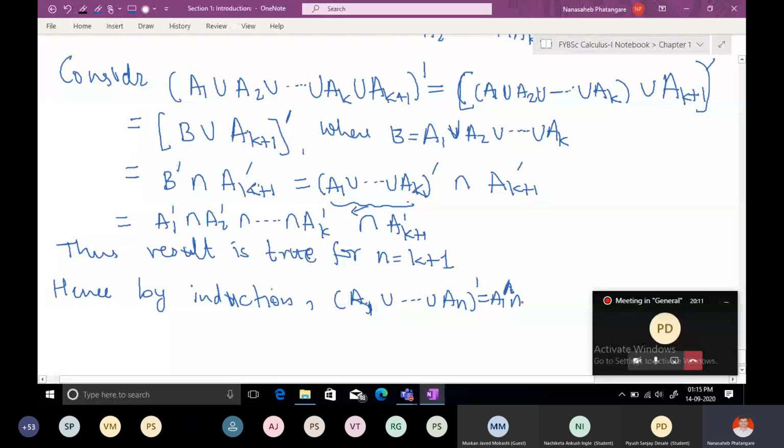So for any natural number n, right? Can I say now that it is true for any number of sets? You take 100 sets or 200 sets, doesn't matter. The result is true, right? So is it clear?